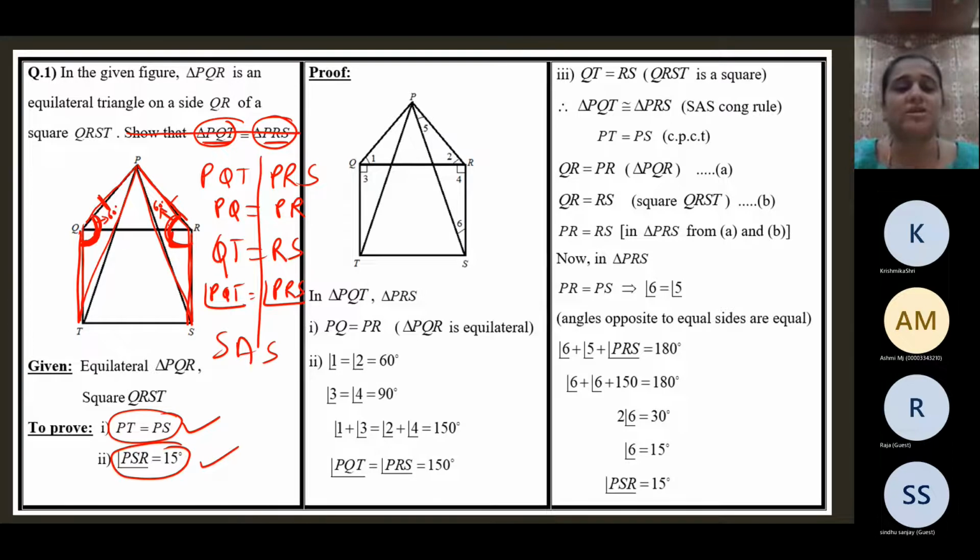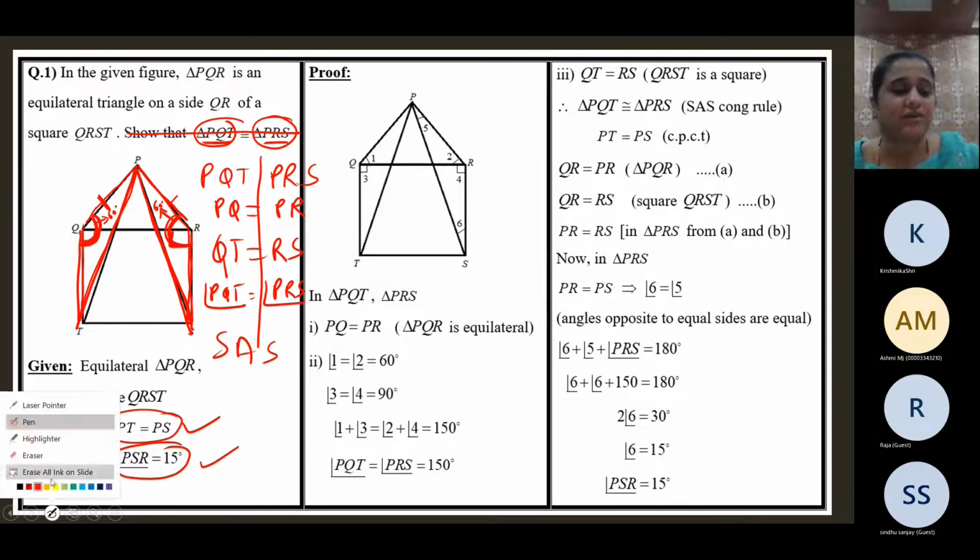We'll have to show that these two triangles are congruent to each other. PQT is congruent to PRS. Now PT is equal to PS, by CPCT. PT is the side of the first triangle. PS is the corresponding side of the second triangle. So PT is equal to PS, CPCT. And now the next thing is you'll have to prove that PSR is equal to 15 degrees.